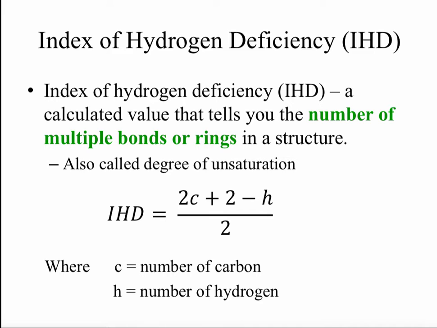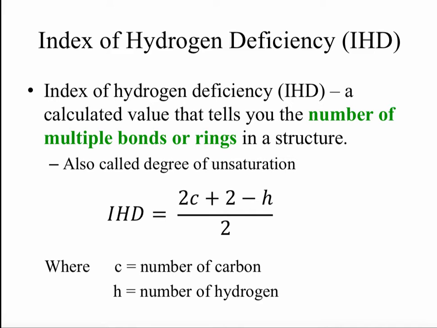There is an equation for it that you can memorize. This is the beginning of the equation. We're going to add a couple things to it in a moment. Or you can draw the structure, count the number of multiple bonds and the number of rings to come up with the index of hydrogen deficiency.